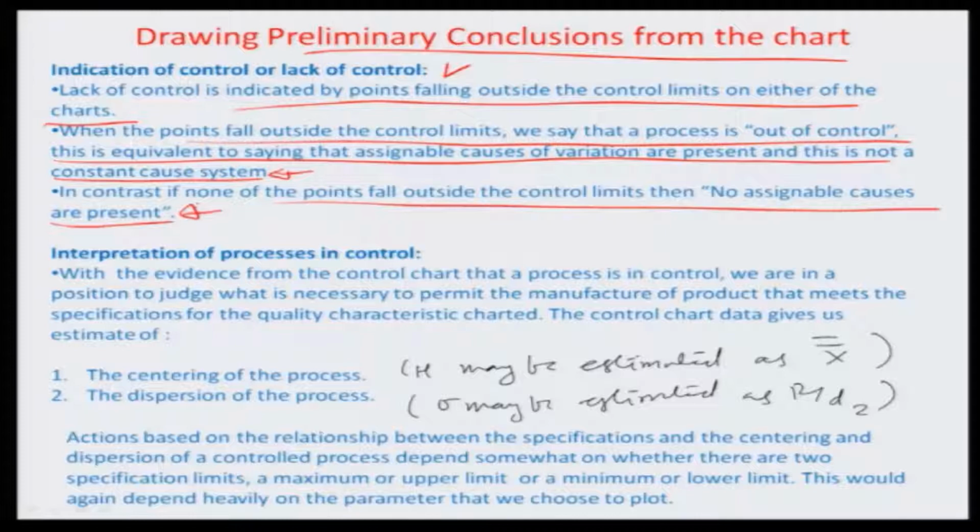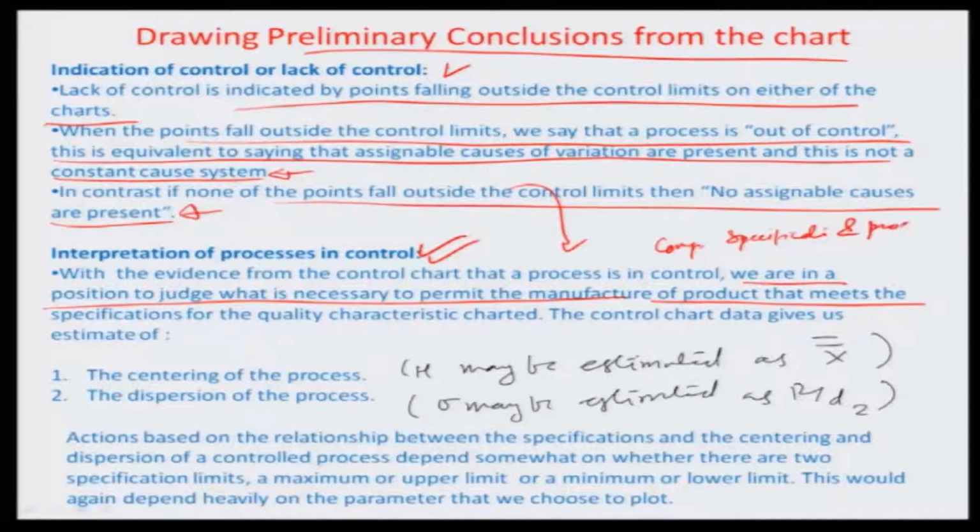So, that is a very good interpretation. Also, you can interpret for all the processes in control with the evidence from the control chart that a process is in control. We are in a position to judge what is necessary to permit the manufacture of the product that meets the specifications of the quality characteristic charted. So, based on a control process, you can compare the specifications and the process control, so that you can determine whether your process is capable of producing the specifications.